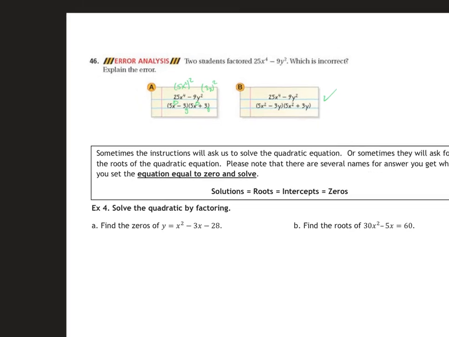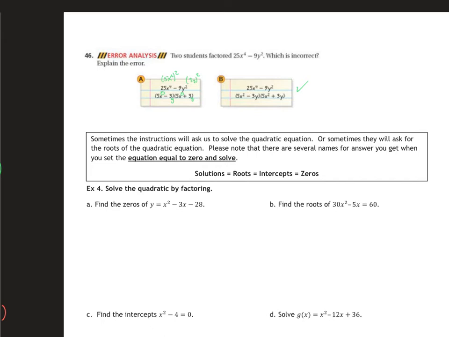Sometimes the instructions will ask you to solve. It's just taking it one step further, or sometimes they'll ask for the roots of the equation. Please note there are several names that you should get. What you're doing differently is once you factor it, you're gonna set each equation equal to 0 and solve. So you're gonna see one of 4 things. These will be used interchangeably, so you need to be familiar with them all. So solutions, roots, intercepts, zeros, they all mean the exact same thing.